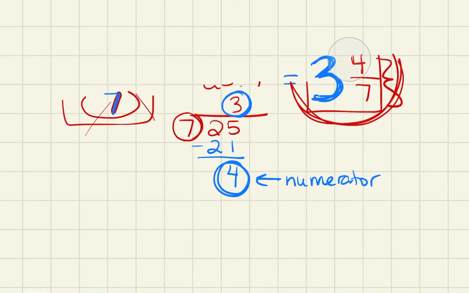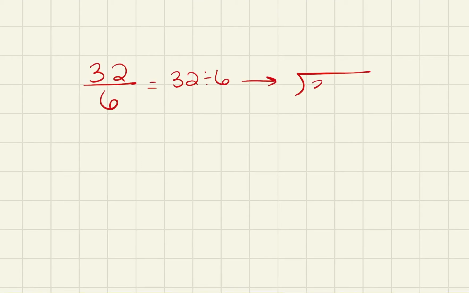All right, so let's do another example. Let's do 32 sixths. Okay, so again, 32 over 6 is the same thing as just saying 32 divided by 6. So what I want you to do right now is to get a scrap piece of paper out and write 32 divided by 6. Okay, how many times can 6 go into 32 without going over? It can go in 5 times. So 5, guys, is our whole.